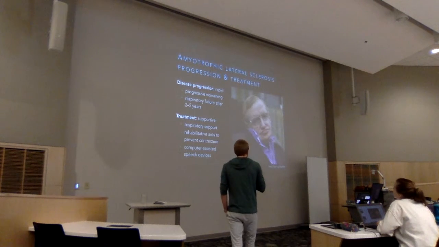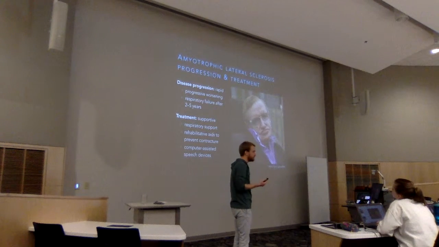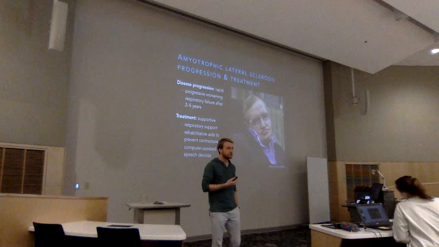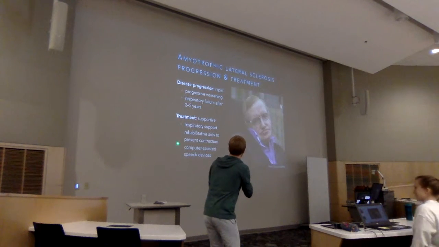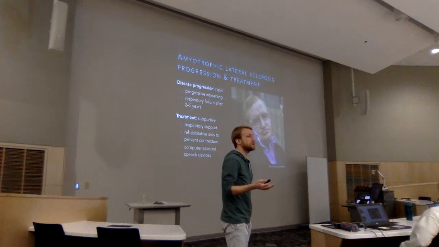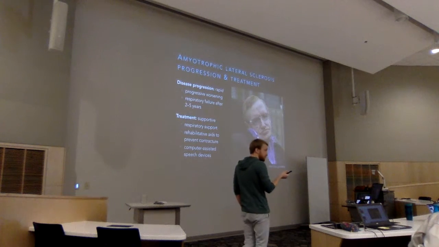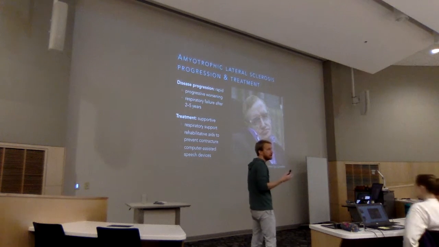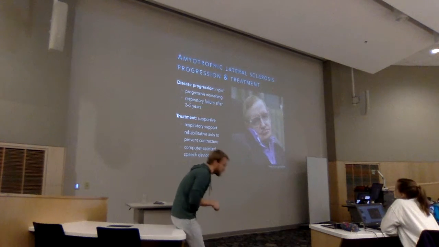The treatment is really just supportive. If they have respiratory issues, offer respiratory support. You guys will know what this means. I'm going to even attempt it, so you can read that point. And then, of course, speech devices. When you have difficulty speaking, but your eyes can still move just fine, you can just use eye tracking and you can communicate that way. All right. Any questions?